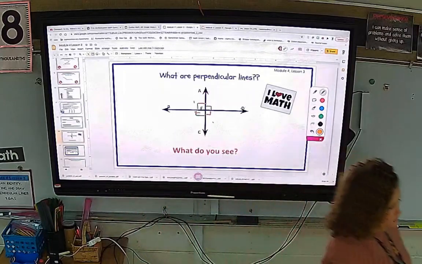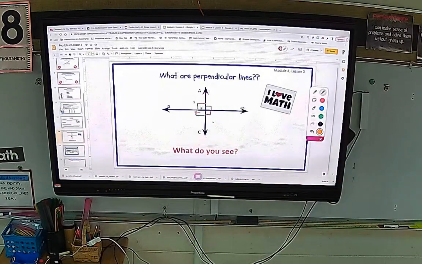So, two lines that intersect each other, they cross each other, and they form right angles. So it has to have those two things. Lines that cross over each other, and they form right angles.